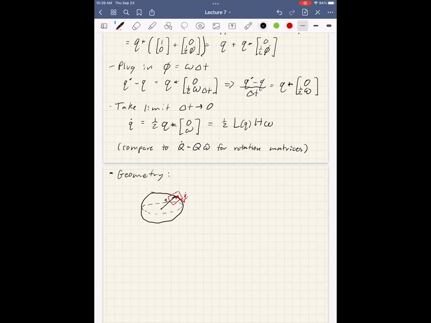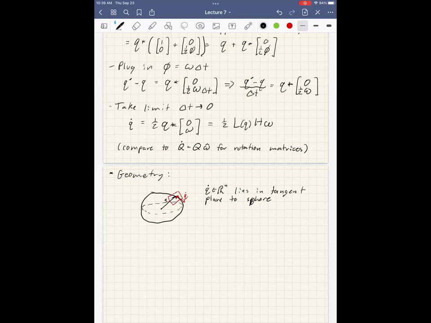So Q dot, we've got Q dot in R4 lies in the tangent plane to the sphere.